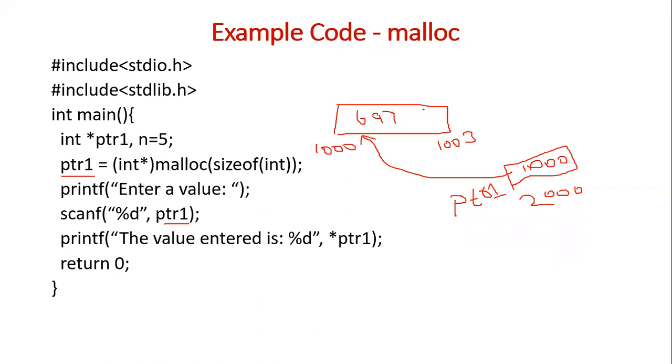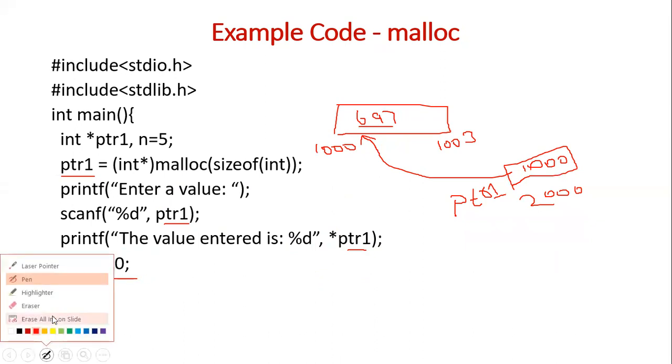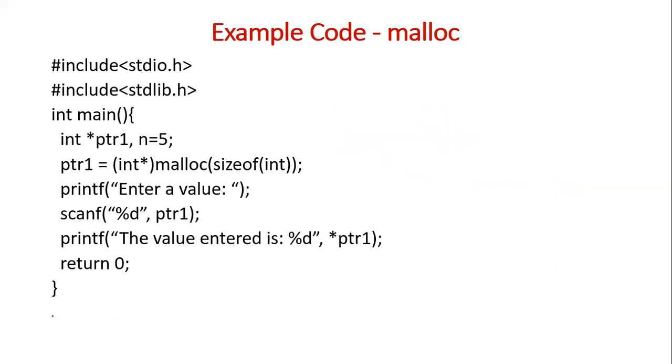And now we want to display the value we read. So we are using printf: the value entered is %d, *ptr1. Star represents value at location. What is ptr1? 1000. Star represents value at 1000. What is the value at 1000? 697. So it will display 697, return 0. So it's a very simple program which dynamically allocates the memory for holding one integer.